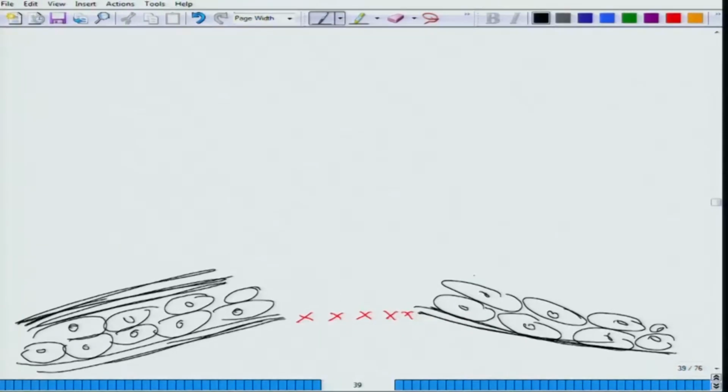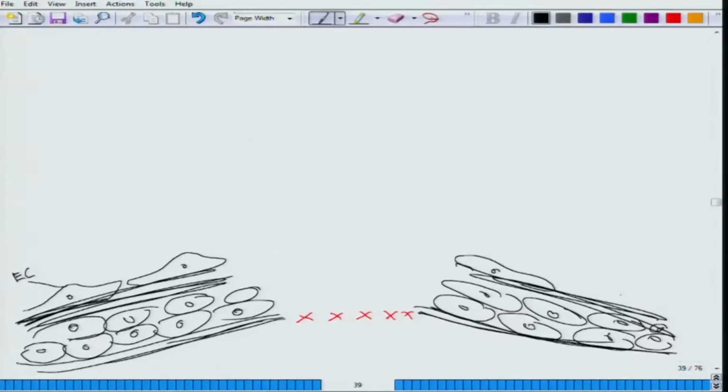And here you have the endothelial cells which I am drawing now. These are the EC, endothelial cell, basement cells. Okay. Now, this is the site.